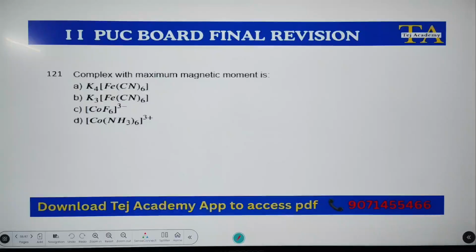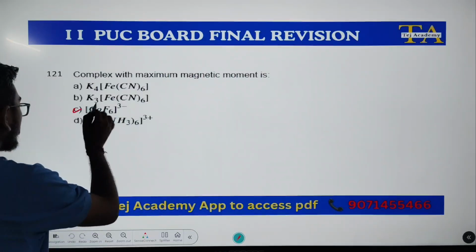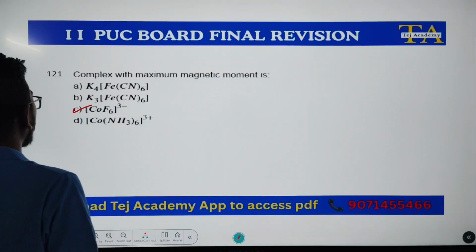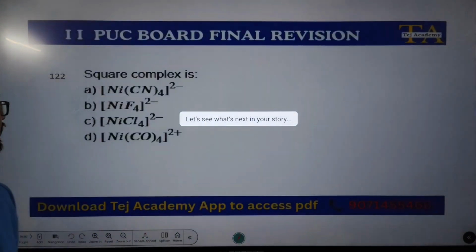121. Complex with maximum magnetic moment. Maximum magnetic moment means here we have to identify the more number of unpaired electrons. Now which option is correct? Option C, because fluorine is a weak ligand, because of that more number of unpaired electrons will be present. So easily you can identify.